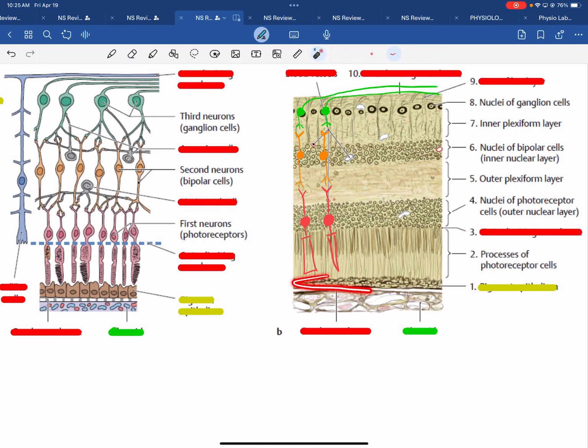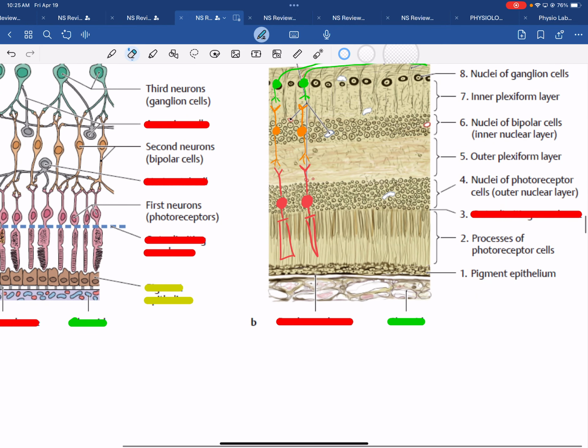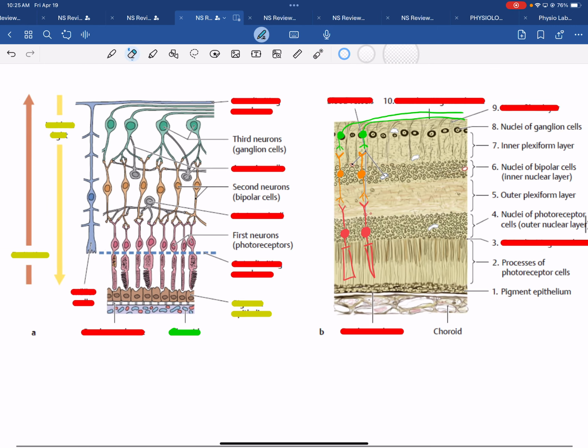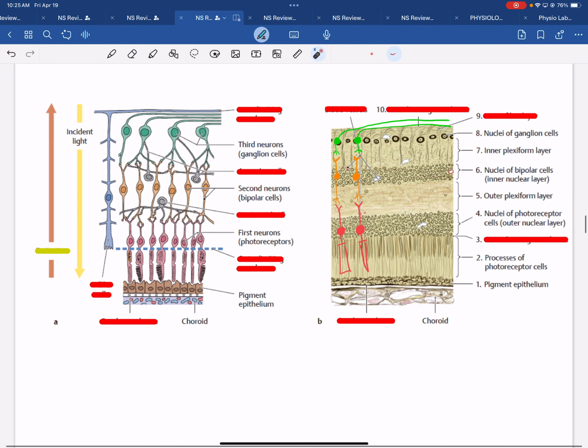What was this again? Right, good. This is the pigmented layer of the retina. And then what about this? That's the choroid. Good. I don't know why it's so hard for me to see. So same thing on this side. Okay, just uncover everything.